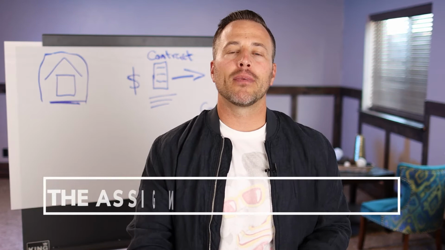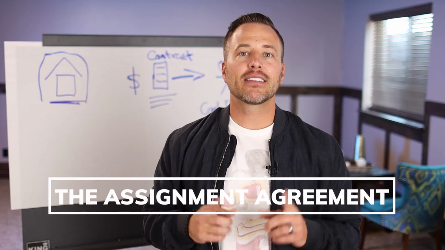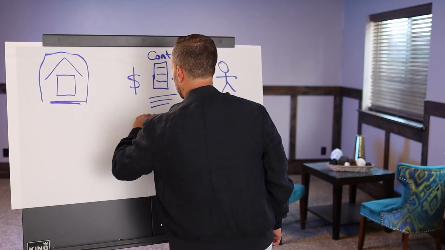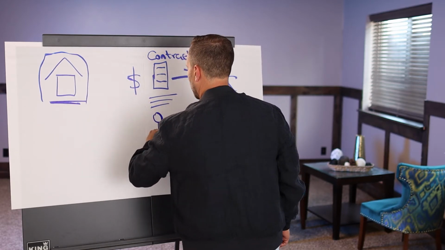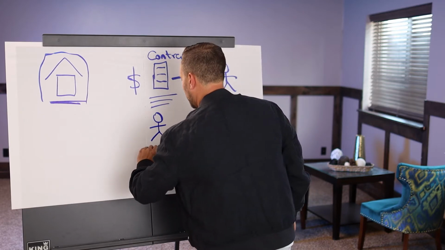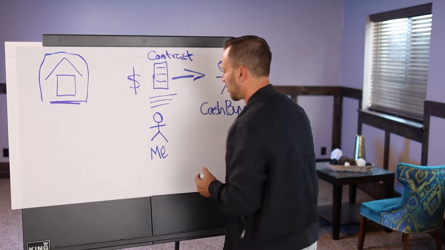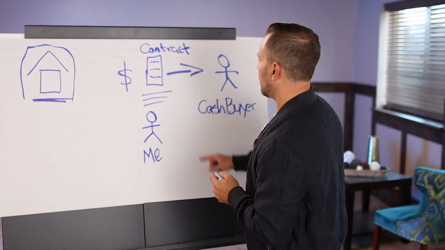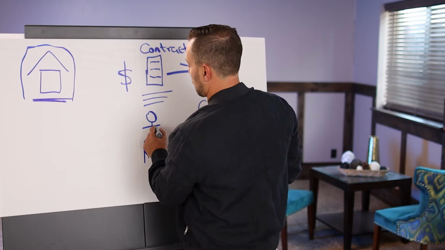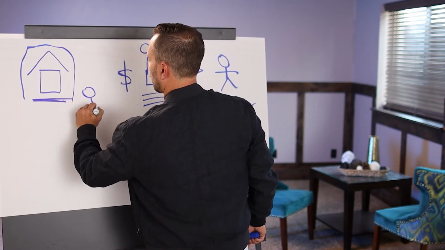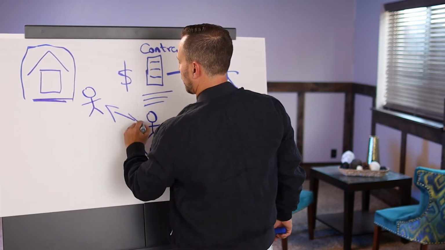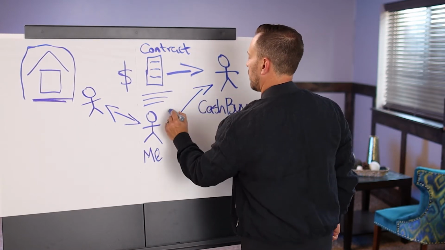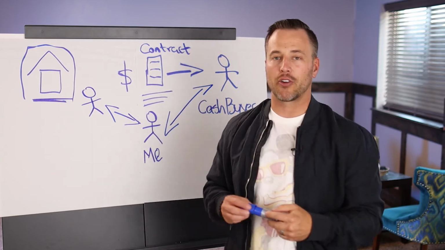That's where we hear that term, the assignment agreement. That's the agreement between you, the wholesaler, right? So I'm just going to put maybe another body here, and let's say this is me, the wholesaler. The assignment agreement works like this: I've got this purchase agreement between me and the homeowner, right? So I've got this agreement, that's this contract right here. And then I've got this agreement. This is called the assignment agreement.